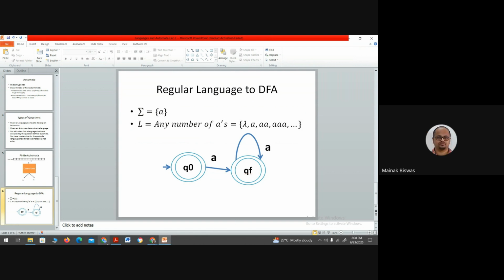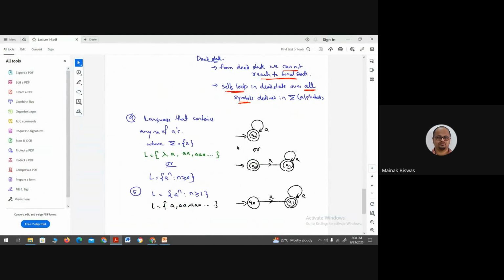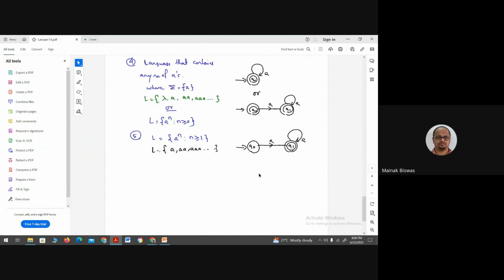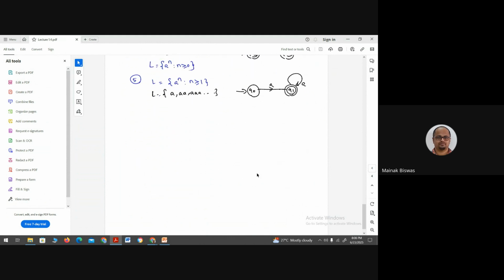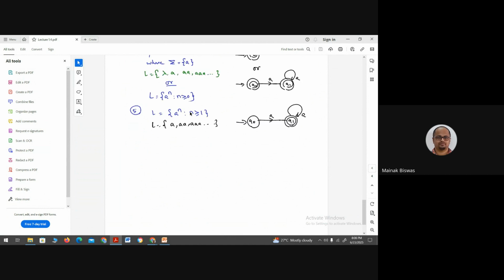Okay, so let us go into this one. So a language that contains any number of A's. So this is also okay, right? So you can do it like this also, over the input symbol. And this is also the same, N is greater than or equal to 1. So in this one, the empty symbol is not accepted, right? So in this case, we cannot make the Q naught the final state.